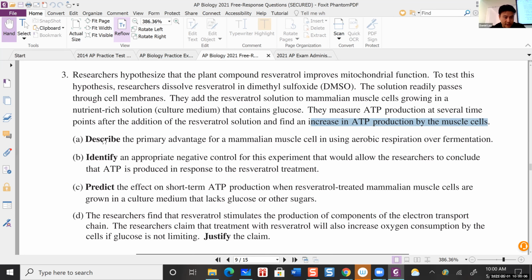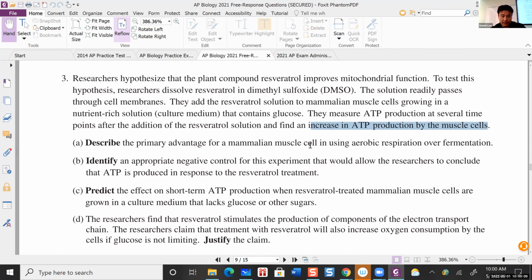So part A, describe the primary advantage of mammal muscle cells in using aerobic respiration. This one has nothing to do with the question; it's one of those biological concepts you need to know. So basically, what is the advantage of aerobic respiration over anaerobic fermentation? The major advantage is that aerobic respiration produces 36 ATP versus fermentation's 2 ATP, right? So you're much more efficient at getting ATP out of a glucose molecule. Again, in aerobic respiration you net 36 instead of netting only 2. So the advantage is being very efficient. You produce more ATP. So that's it. And let's look at that second one.